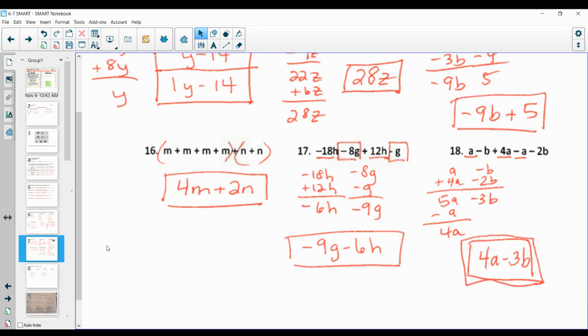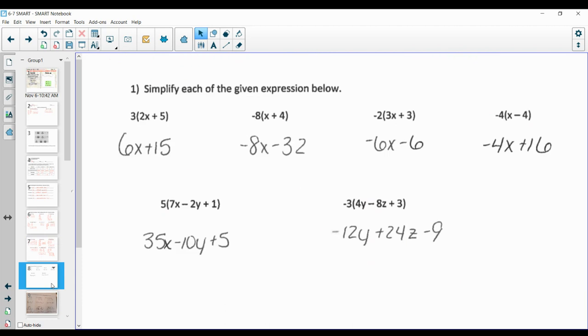All right. From there, I'm going to show you the quiz prep. Okay, so this was your quiz prep. It was starting with the distributive property, so you had to multiply 3 times both your terms inside the parentheses. So 3 times 2x is 6x, 3 times 5 is 15, and then so on and so forth.